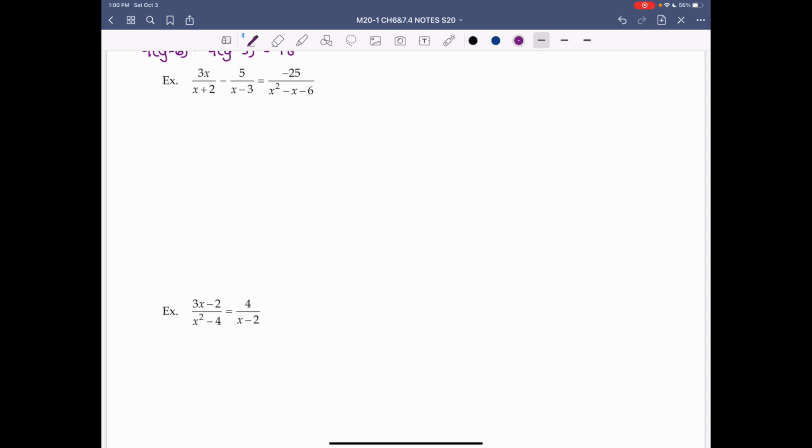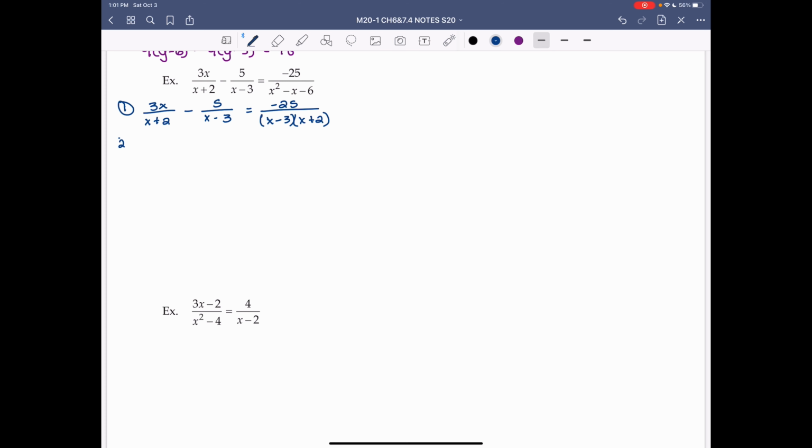3x over x plus 2 minus 5 over x minus 3 equals negative 25 over x squared minus x minus 6. Step 1, let's factor. We can factor the third denominator, x squared minus x minus 6. Two numbers that multiply to negative 6 and add to negative 1. x minus 3, x plus 2.